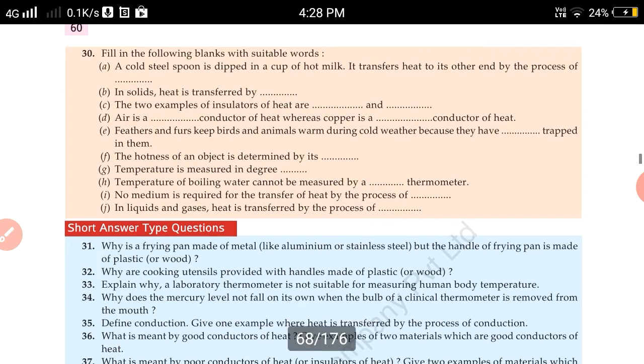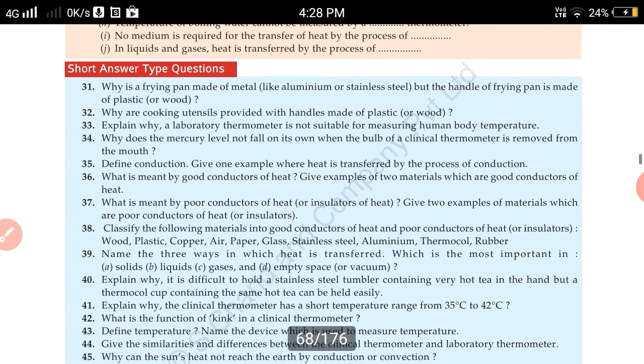So students, we have finished our very short answer type questions. Now come to short answer type questions. We will also discuss the detailed explanation of the answers. Why is a frying pan made of metal but the handle of the frying pan is made of plastic or wood?